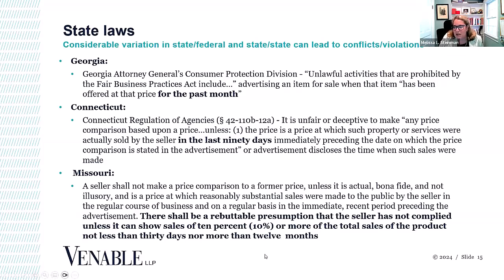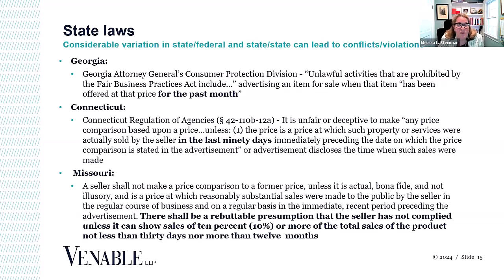So Georgia just says that, for instance, you can't advertise an item for sale until that item has been offered at the regular price, or the comparative price, for the past month. You essentially, with Georgia, if you want to come up with a safe strategy that's comparing something to your former regular price, you have to have it being sold for the regular price for at least a month.